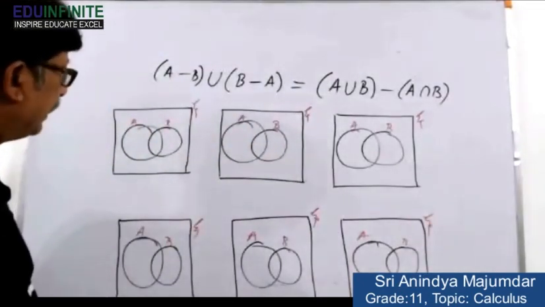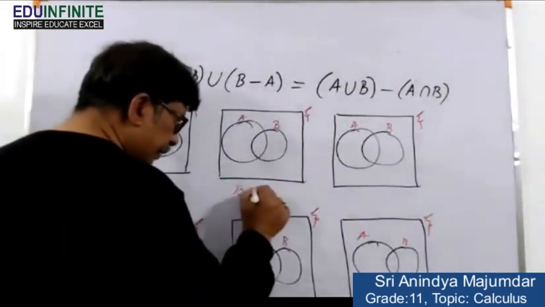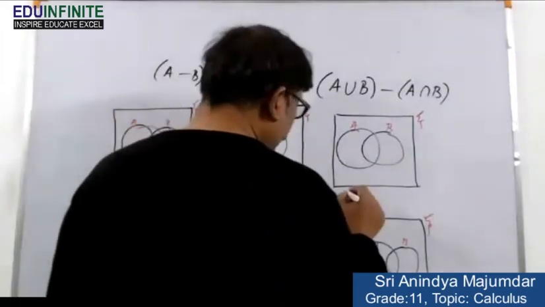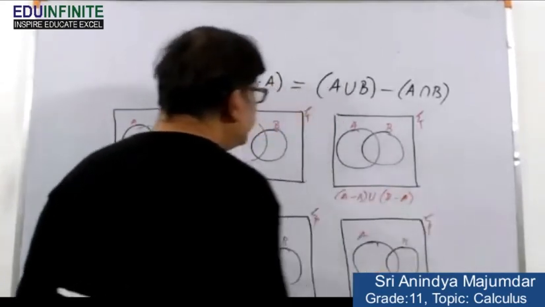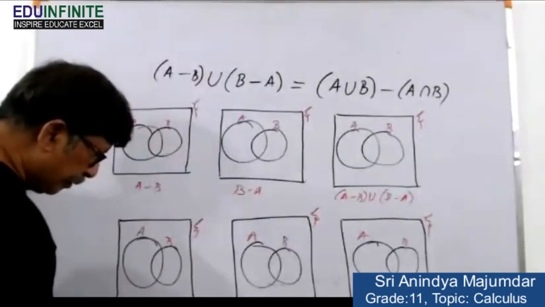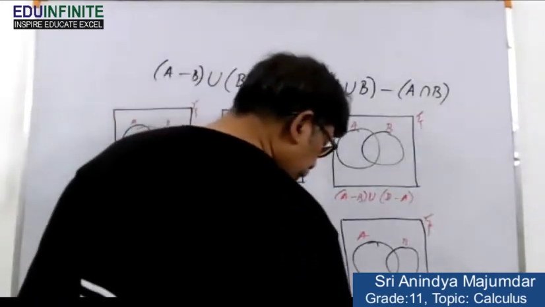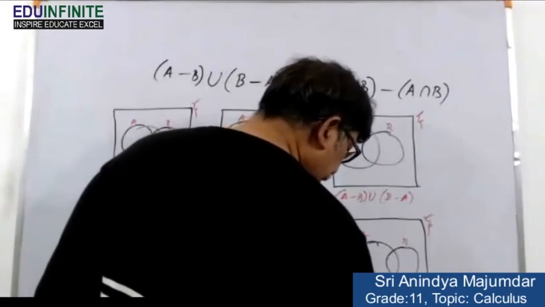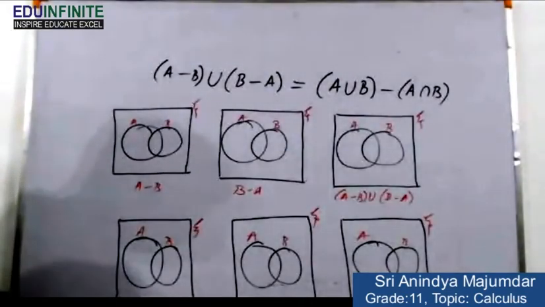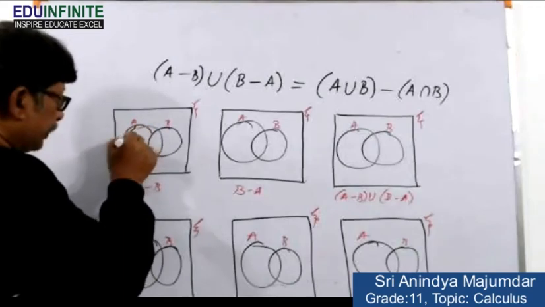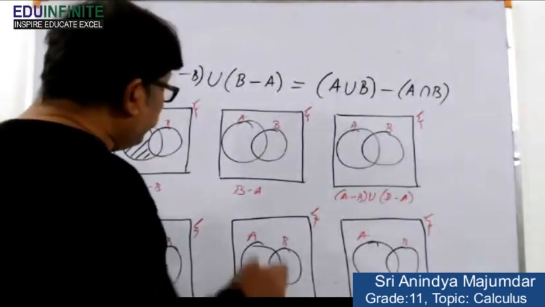Now, first is A difference B. Then B difference A. Then the union of these two, A difference B union B difference A. Second is A union B. Third is A intersection B. Then the portion present in A union B but not in A intersection B. Now, if I try to shade them, A difference B is the element present in A, not in B. B difference A is the element present in B, not in A.